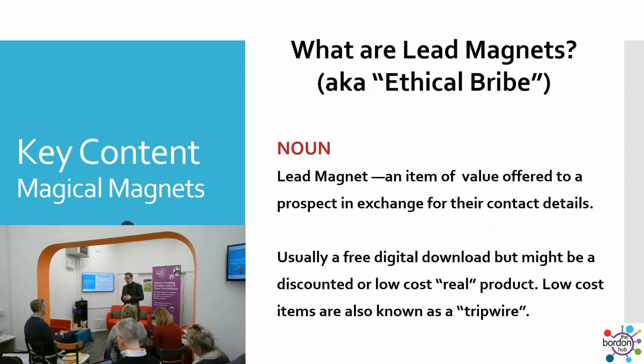It's also known as an ethical bribe. I don't know who coined that phrase, but I prefer lead magnet. It makes it sound a little bit less like you're doing something dodgy. So it's an item of value which you give to a prospect or customer or lead of some description to make them do something that you want them to do, okay? Usually if it's used in the early part of a funnel, it's to get their contact details so you continue the dialogue. But it can be used at other points in your business, and we'll cover that off as well.